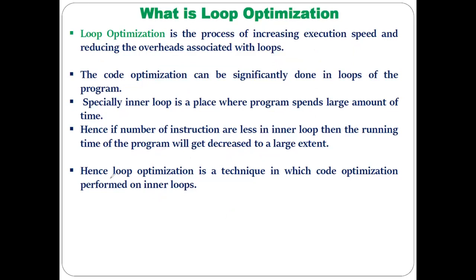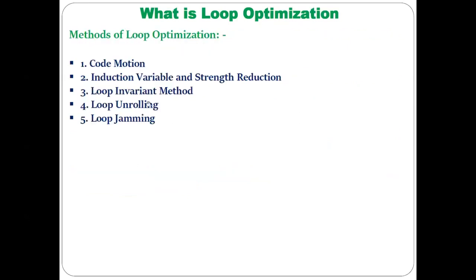Understood. So loop optimization is a technique in which code optimization is performed on the inner loops. Most of the time, with loop optimization, the optimization is performed on the inner loops, and through that, the running time of the program is reduced and execution speed can be increased. Understood. So that is the overall concept of loop optimization.